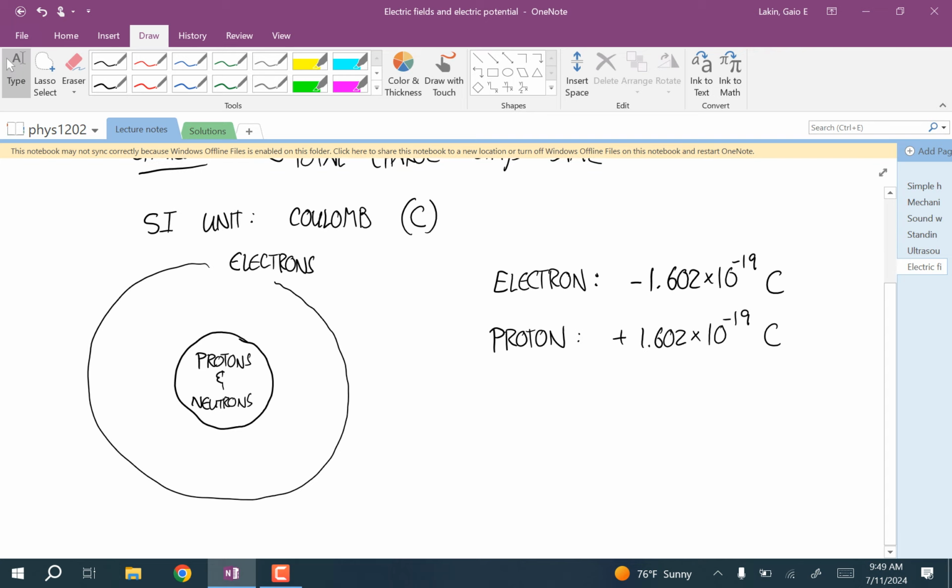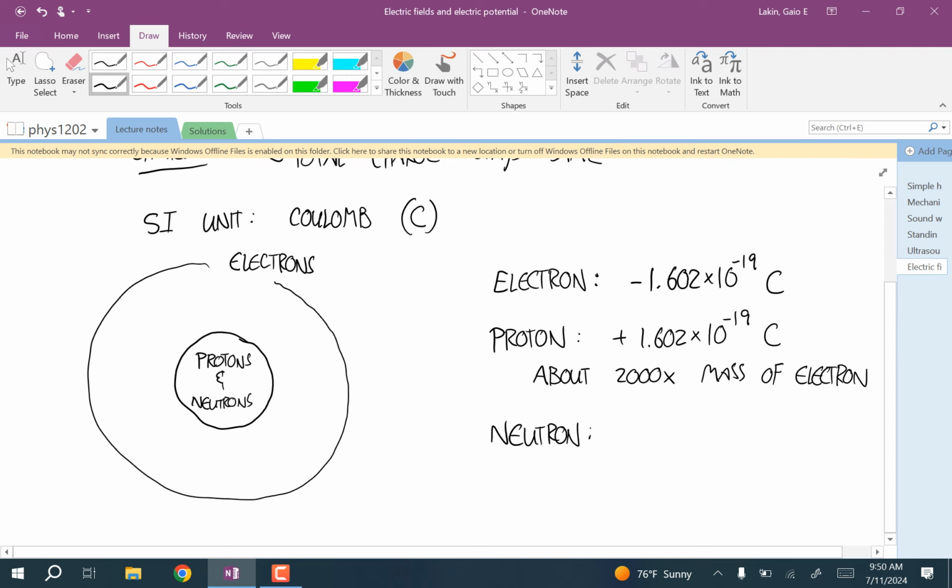One other thing that is worth noting is even though these have equal and opposite charges, the masses are very different. A proton has about 2,000 times the mass of an electron. And then a neutron, comes from neutral, has zero charge, and it has the same mass as a proton.